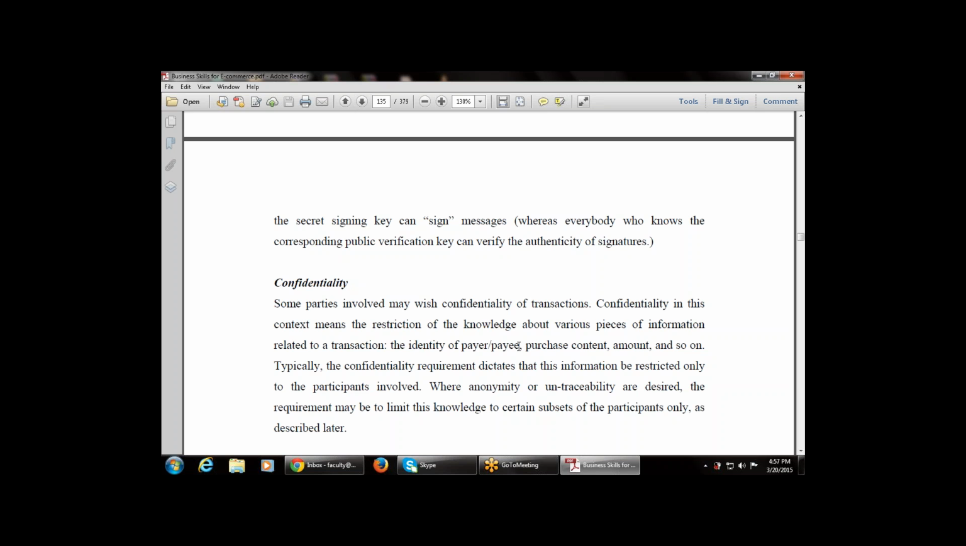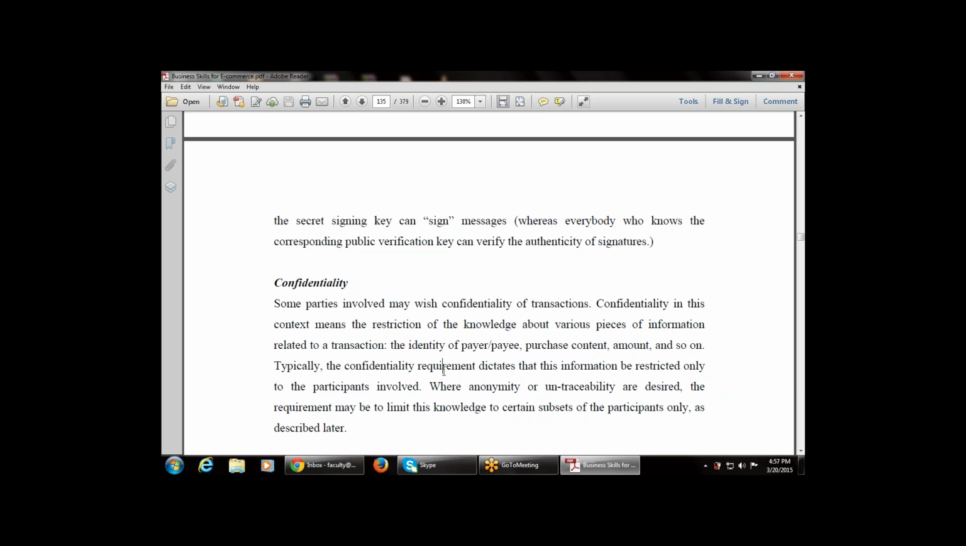The identity of the payer and payee. What is the very confidential information about the transaction? The identity of the payer and payee, that is, what type of identity, whether they are using an ID proof or a license, what kind of identity the payer and the payee have. Then the purchase content, that is, what is the main content of the transaction.